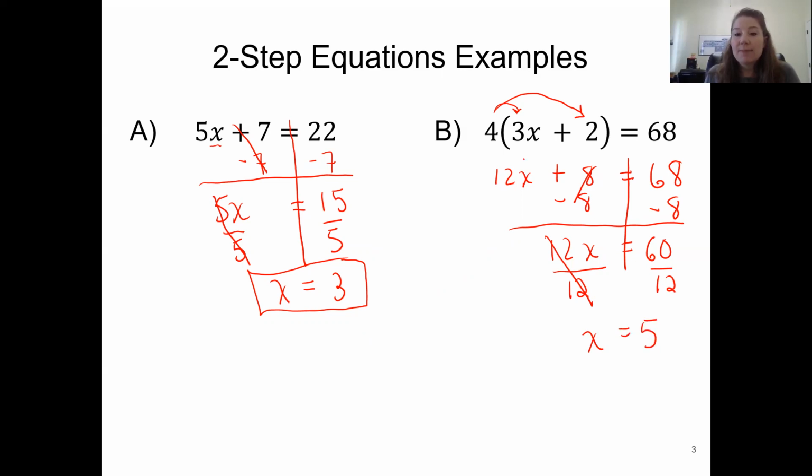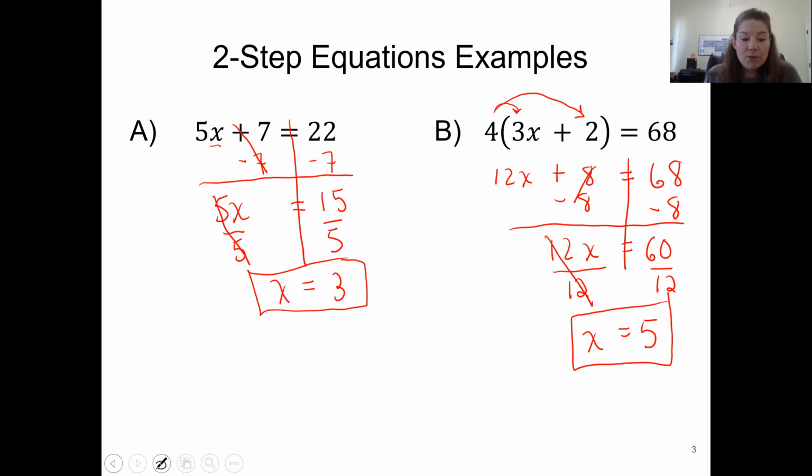So then I can plug this back in to make sure I have my right answer. So 3 times 5 is 15. 15 plus 2 is 17. And is 4 times 17 68? Yes, it is. So I know my answer is correct.